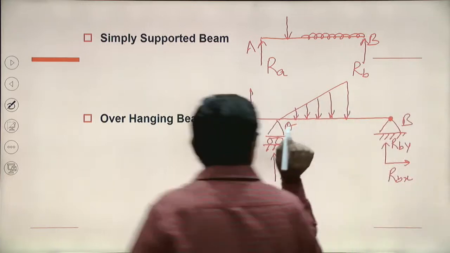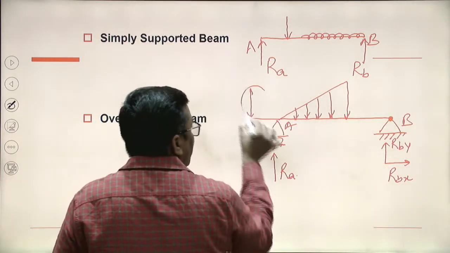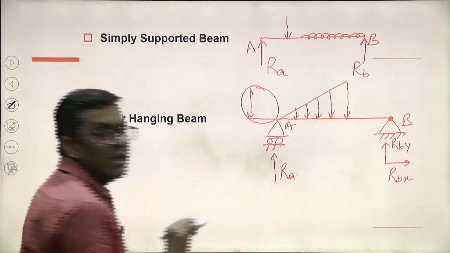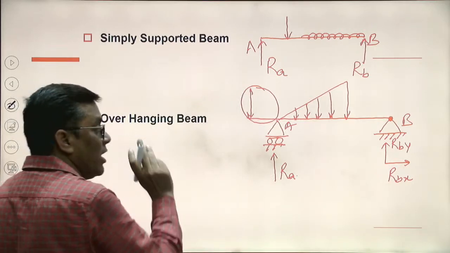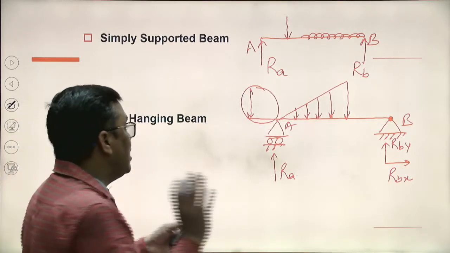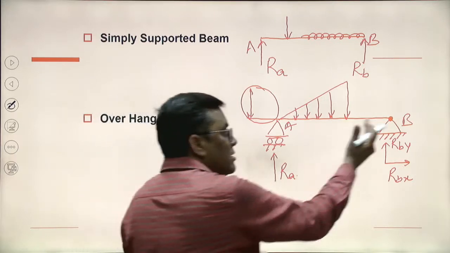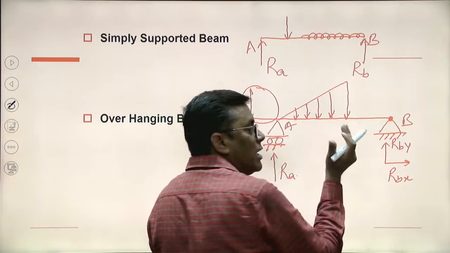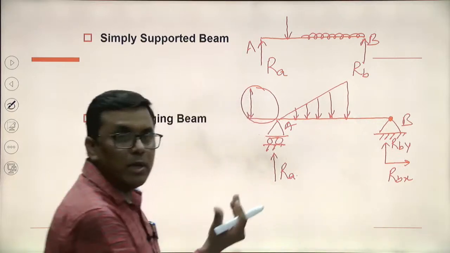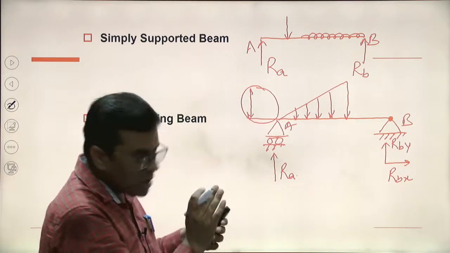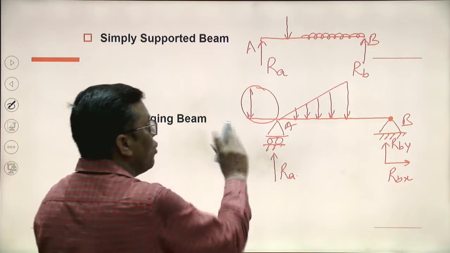Why is it overhanging? Because this particular portion is not supported, it is in the air, that's why it is an overhanging beam. It is not necessary that overhanging will be only on one side, it can be on both sides. This support can also be slightly inside, so that particular beam will be known as overhanging from both sides. Okay, so this is the overhanging beam.